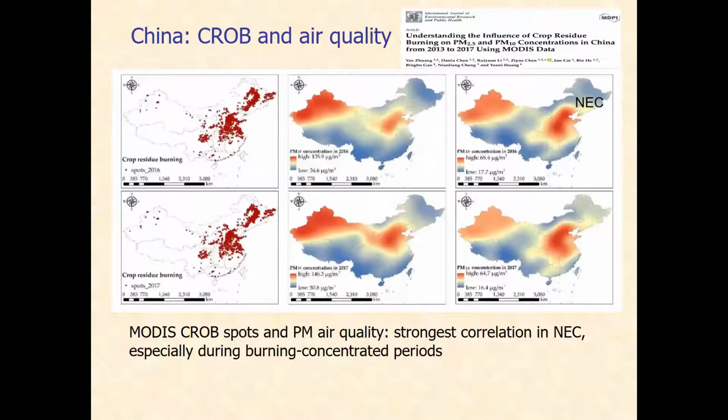So this is a study by Chinese colleagues showing crop residue open burning and air quality in China. So here the hotspots show the crop residue open burning activity. And then here is the place where we have high PM2.5. This is PM10 in 2016, PM2.5 in 2016, PM10 in 2017, and PM2.5 in 2017. And the conclusion from the paper is that there is very strong correlation in these northeast counties, okay? Especially during the burning concentrated period. You see very high correlation between hotspots showing crop residue open burning and concentration of PM in the air.